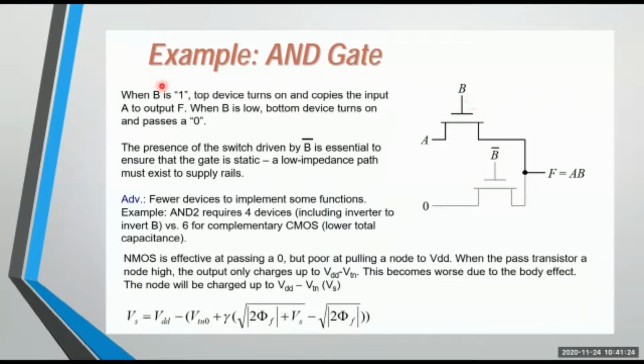See, when input B is equal to 1, B bar will become 0. So the top device turns on and copies the input A to the output F, and when B is equal to low, the bottom turns on and passes the 0. So this is how the AND gate operation takes place. The presence of the switch driven by B bar is essential to ensure that the gate is static. That means a low impedance path is created, which must exist to the supply rails. Supply rails are nothing but the VDD and ground terminals.